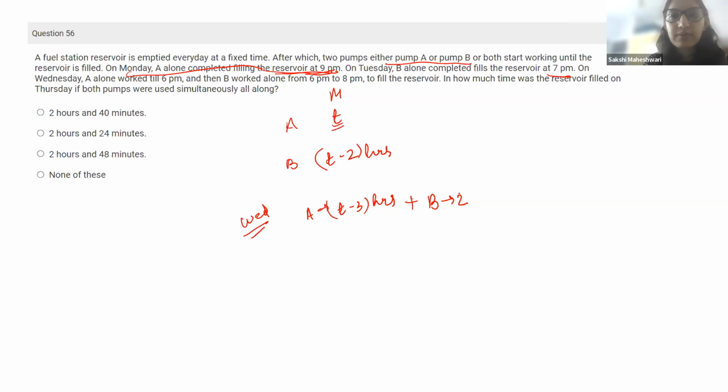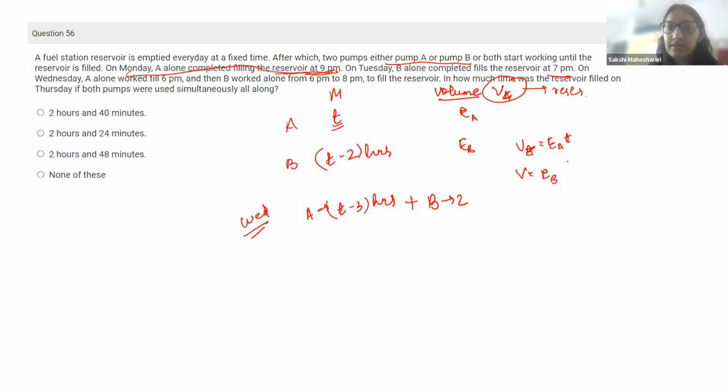Okay. So let's do one thing. Let's assume there is some volume V, and there is an efficiency, the rate at which it fills, that is E. So V is equal to EA into T. The volume will be fixed for the reservoir. And this is EB. Now V is equal to EB into T minus 2. And then also here we can write EA into T minus 3 plus 2 into EB.